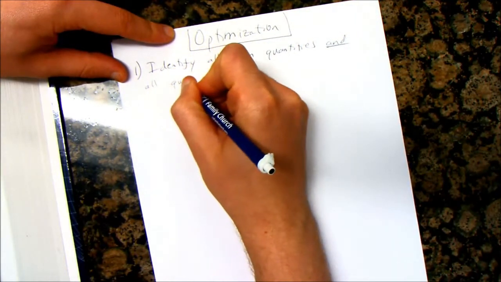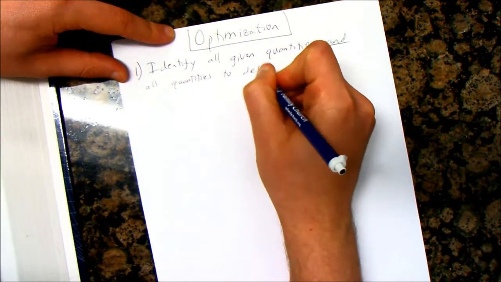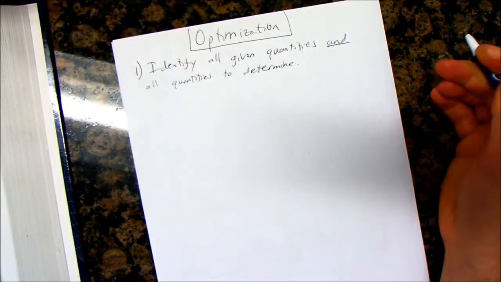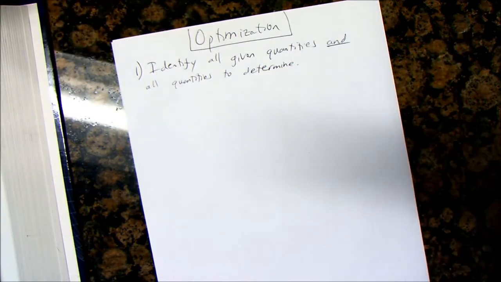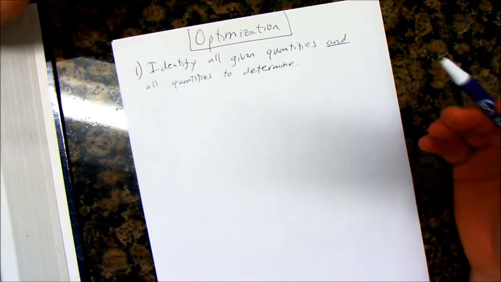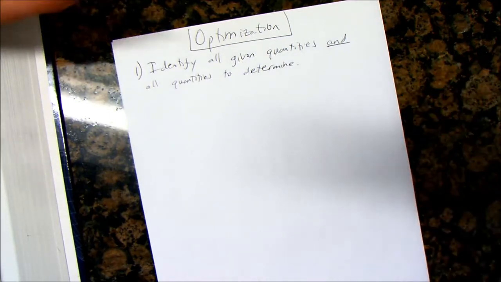And all quantities to be determined. Okay? So for example, if they give you the perimeter of a figure, then you write that down, P equals whatever. And if they say you have to find the area, then you write down A equals, and you try to write down a formula for that.